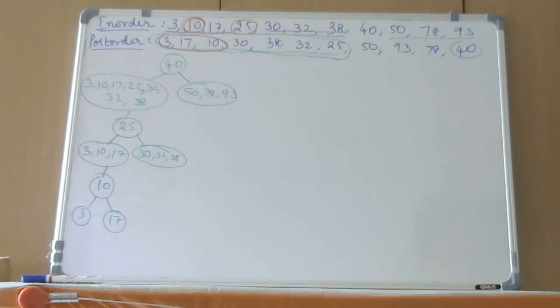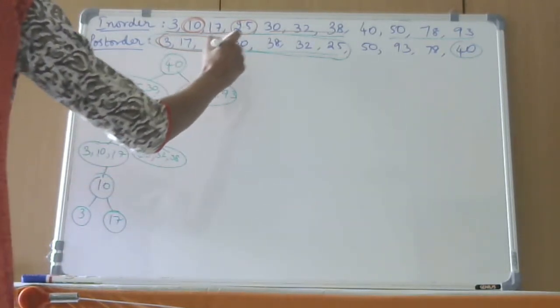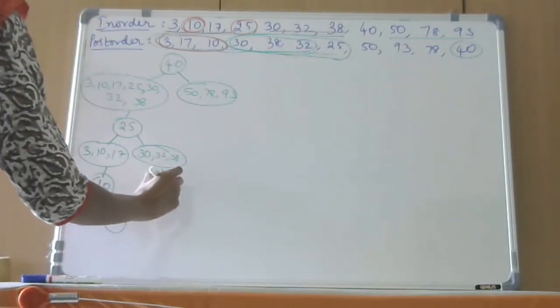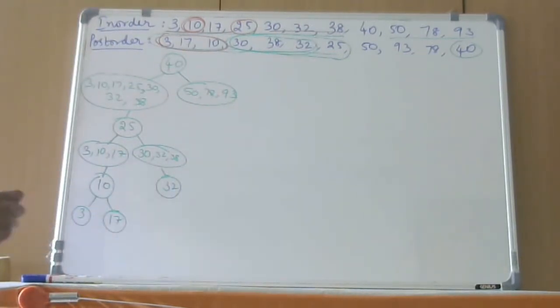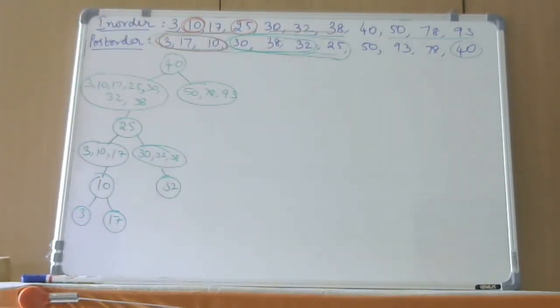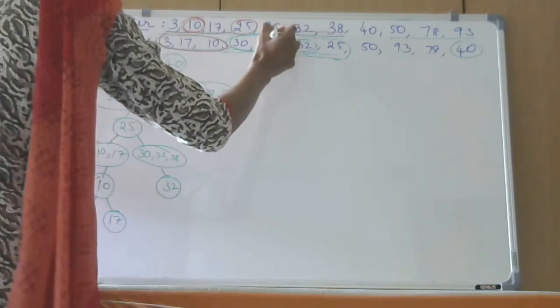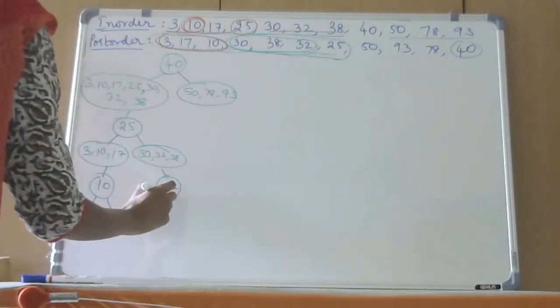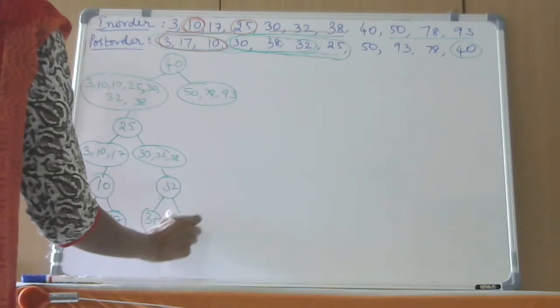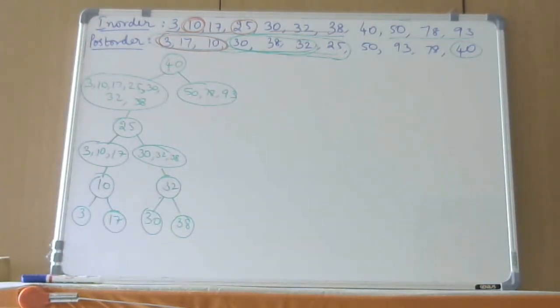Let's come to 30, 32 and 38. Come to post order. Which is last? 32. So 32 will become the root. If you look into the in order, 32 is the root. Left of 32 is 30, right is 38. So this will become 30, this will become 38. So we are done with the left subtree.